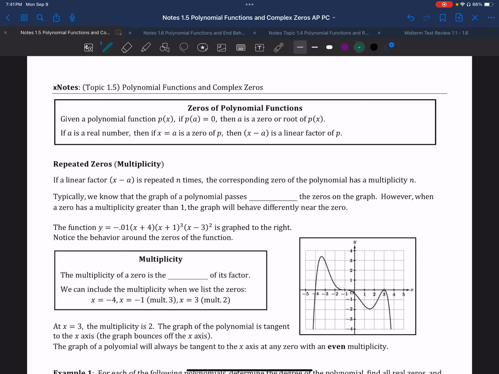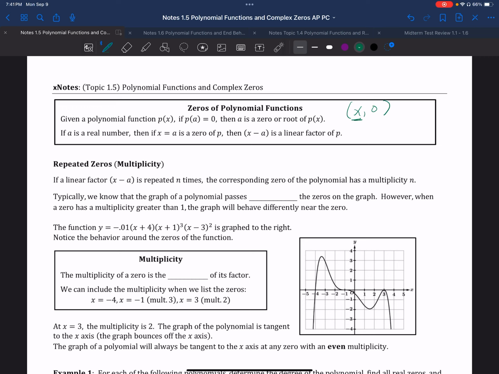So don't forget that your zeros are always going to come in the form (x, 0), where x is the x value where the 0, root, x-intercept, or solution happens. And then at the bottom it says if a is a real number, then x equals a is a 0 of function p, and then x minus a is going to be a linear factor of p.